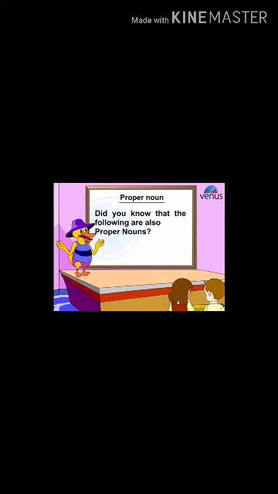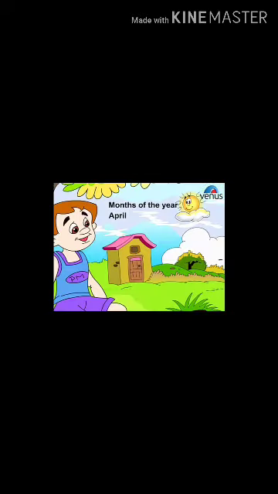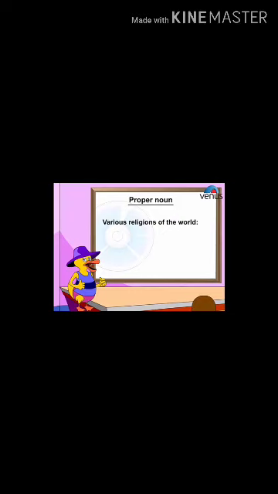Did you know that the following are also proper nouns? Let's see what they are. The months of the year. How many months are there in a year? There are 12 months. January, February, all these, September, each is a particular name of a month. So that is a proper noun. Here you can see September. S should be capital because it's a proper noun.